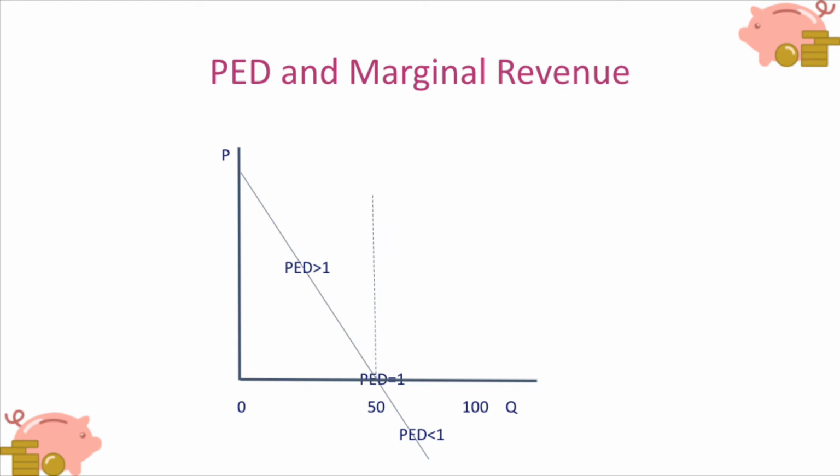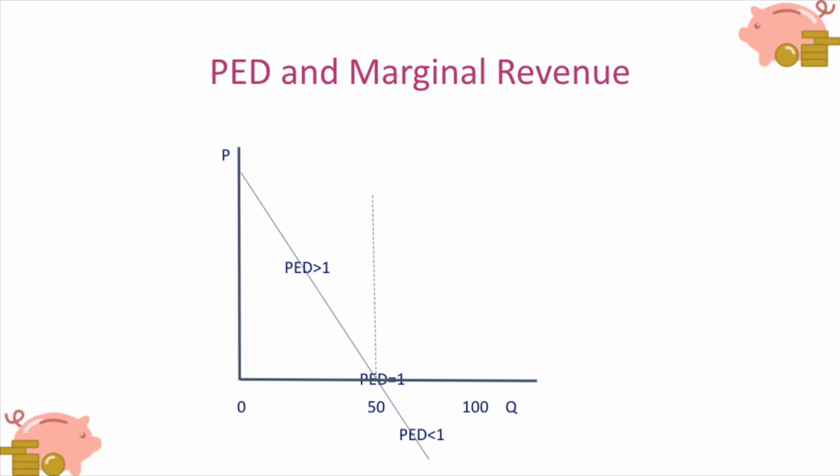Where the marginal revenue curve is positive, that means that the PED must be greater than 1. It must be relatively elastic. And where it's negative, the PED must be less than 1. It must be relatively inelastic.